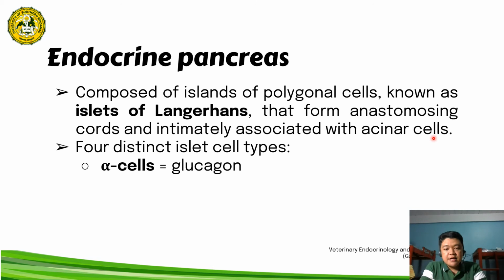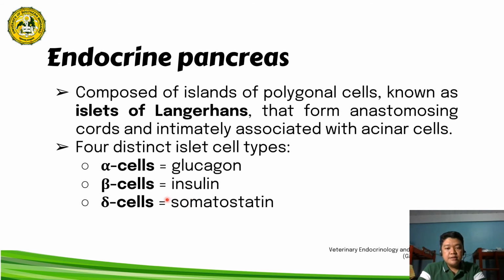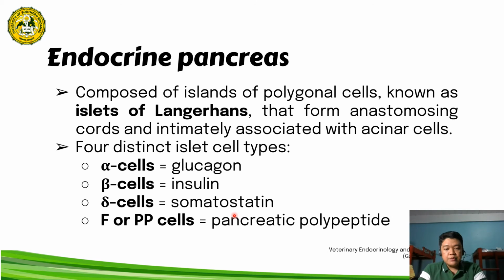There are four distinct cell types of the islets of Langerhans. We have the alpha cells, it produces glucagon. Beta cells, it produces the hormone insulin. Delta cells, it produces the hormone somatostatin. The other name of somatostatin is growth hormone inhibiting hormone. The F cells or the PP cells produce the pancreatic polypeptide.